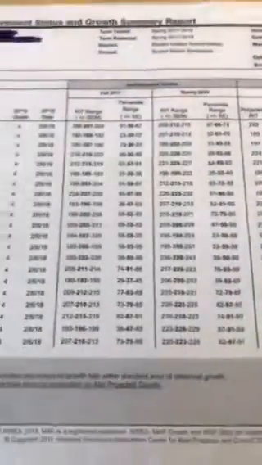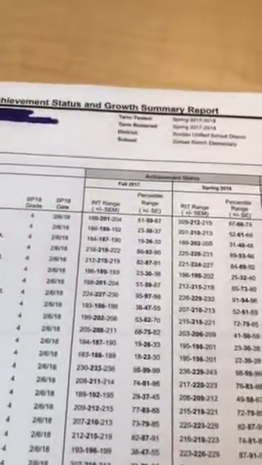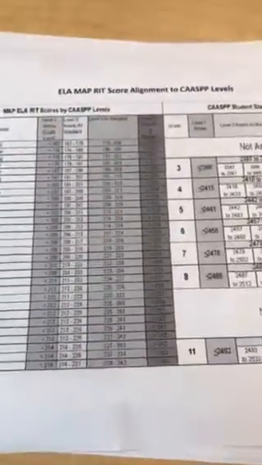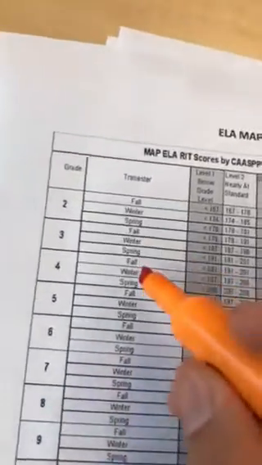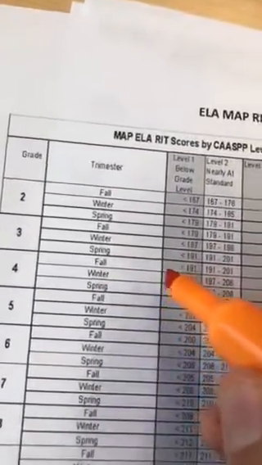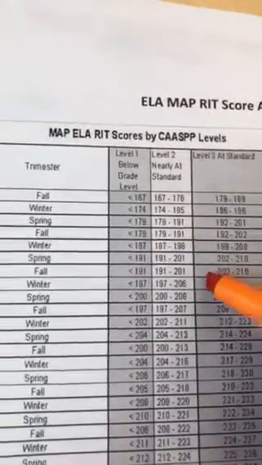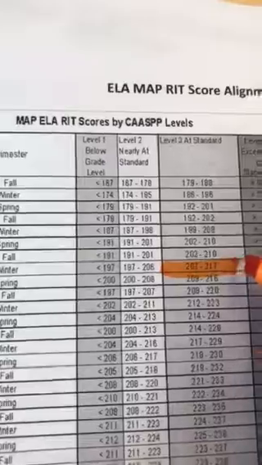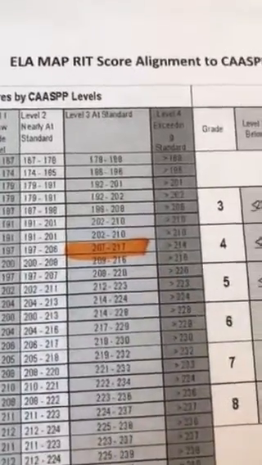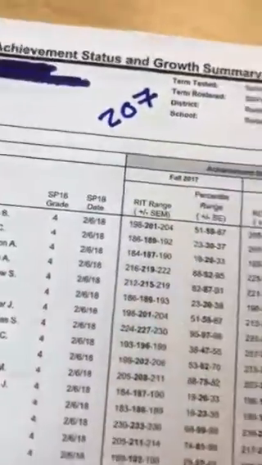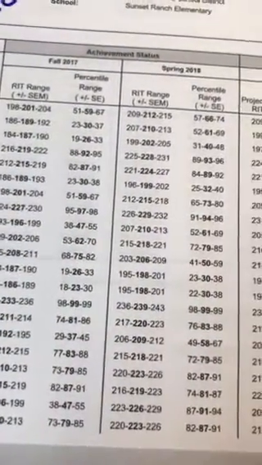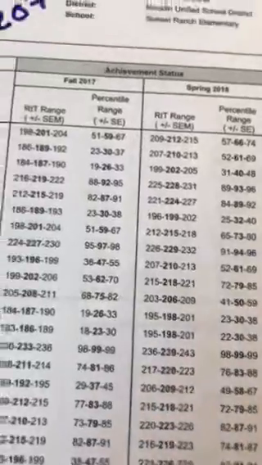So this is how I would use this report, because we just did a winter assessment. You remember this sheet that gives ELA, MAP, RIT alignment to CASP. I'm going to look at some fourth grade results. I would go to winter, fourth grade, and I would go to at standard, and at standard starts at 207 to 217. So that's where I want kids to be at this point in the year. So I'm going to go with 207. 207 is the target. And then I'm going to go through my winter RIT scores and see how many of my kids are actually there.